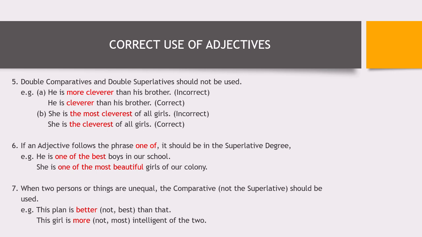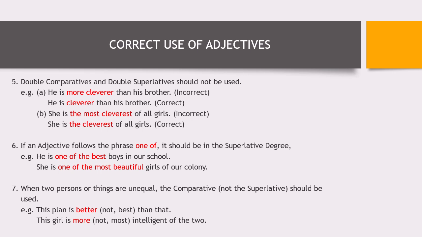5. Double comparatives and double superlatives should not be used. For example, A. He is more cleverer than his brother. Incorrect. He is cleverer than his brother. Correct. B. She is the most cleverest of all girls. Incorrect. She is the cleverest of all girls.